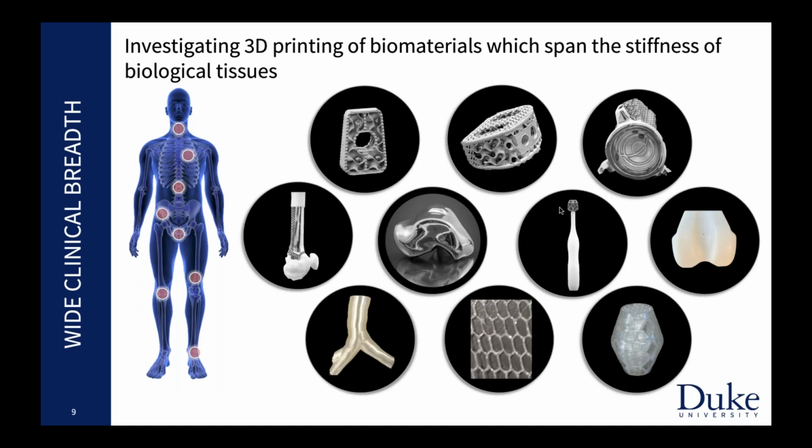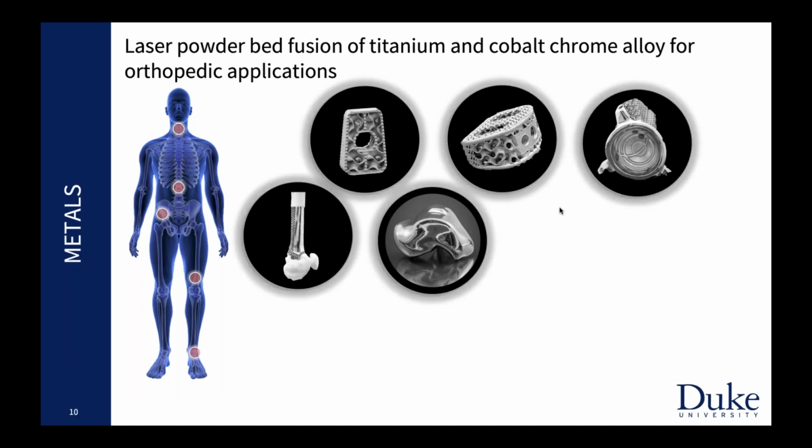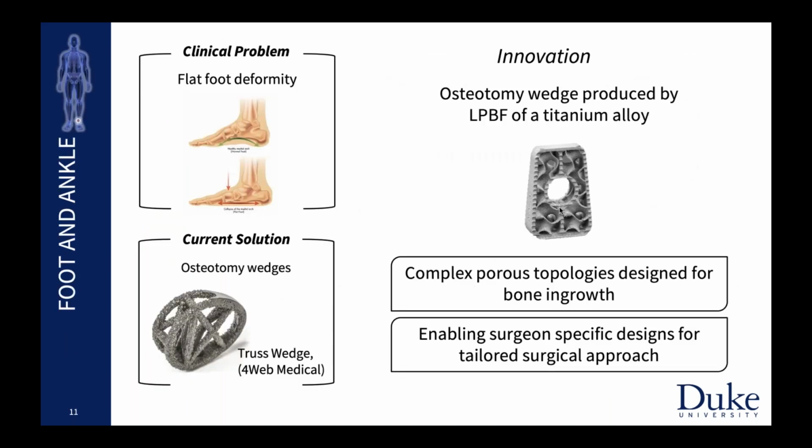So I'm going to go over a couple different examples, and we'll start with metals and what kind of stuff we do in metals. I'm going to pose these all kind of the same way because it gives you some ideas, and I'll talk a little bit about the engineering and the science.